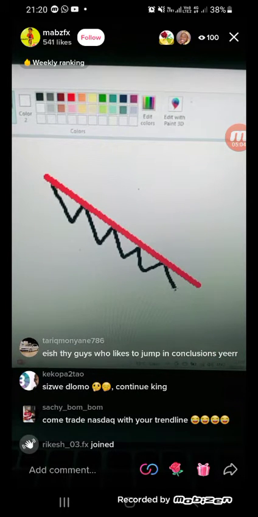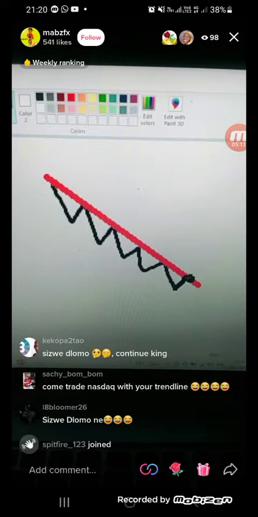So let's just say now the market interacts with the trend line, and you see a breakout right there. That's also an indication that the market might be looking to reverse, because all along you've been in a downtrend.